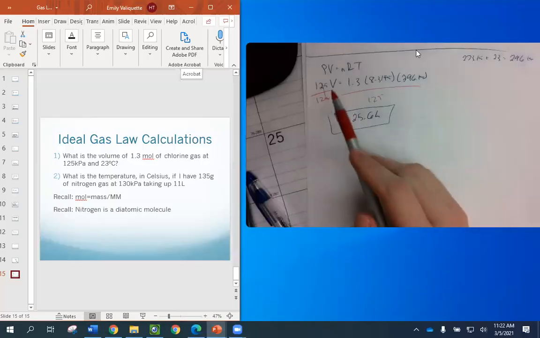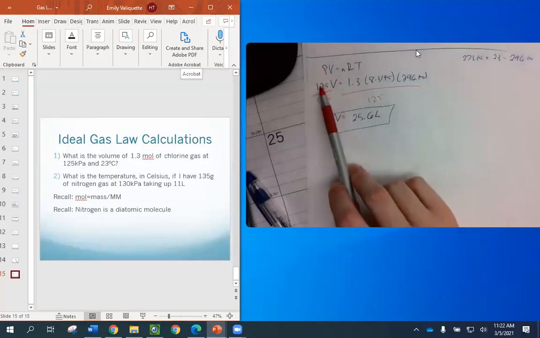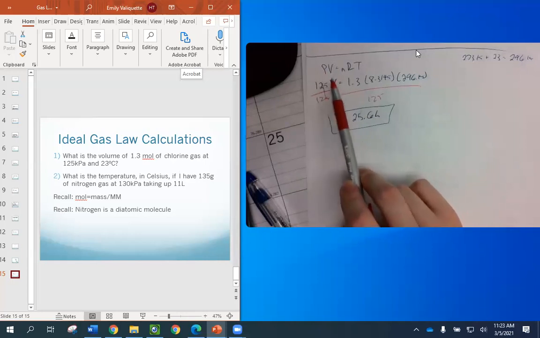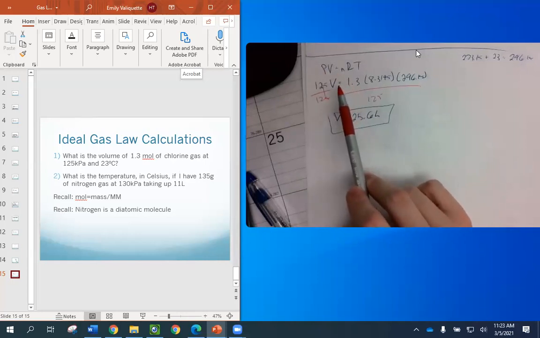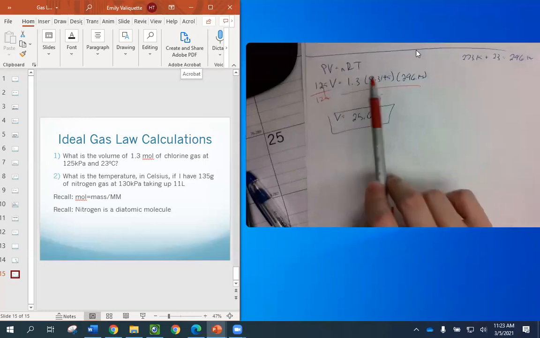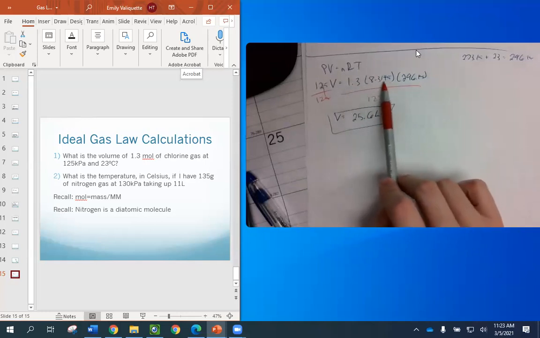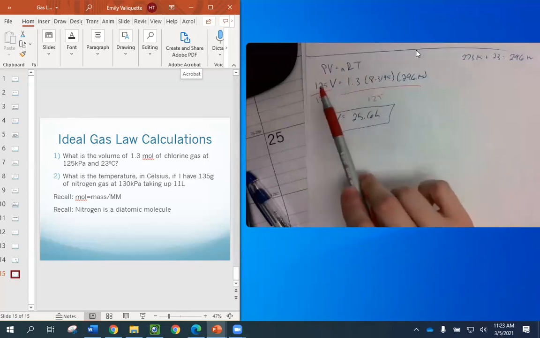Okay, this question is much more straightforward. I plug in my pressure. I don't know my volume. I plug in my moles, which I was given in the question. My R value is the 8.31 because I am using kilopascals for my pressure.